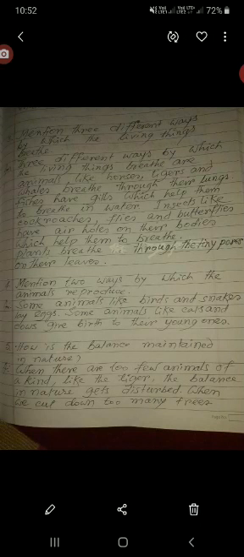Question number 4. Mention 2 ways by which the animals reproduce. Answer, some animals like birds and snakes lay eggs. Some animals like cats and cows give birth to their young ones. Number 5. How is the balance maintained in nature? Answer, when there are too few animals of a kind like the tiger, the balance in nature gets disturbed.